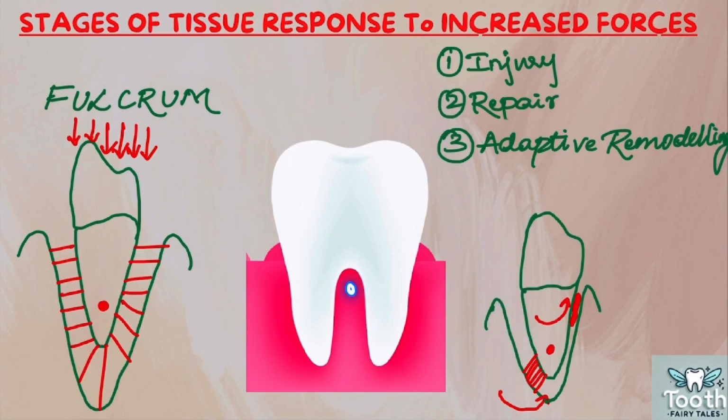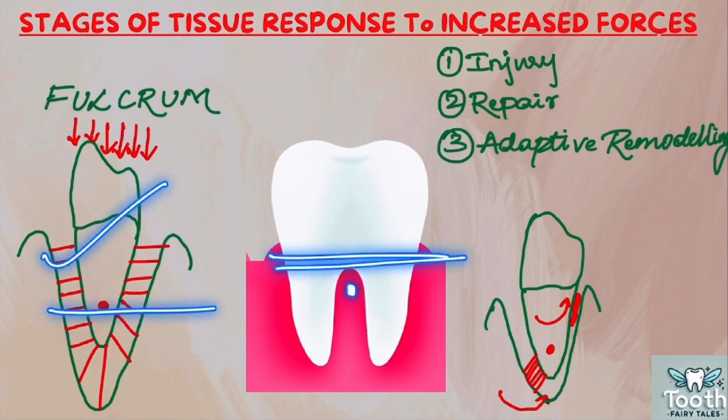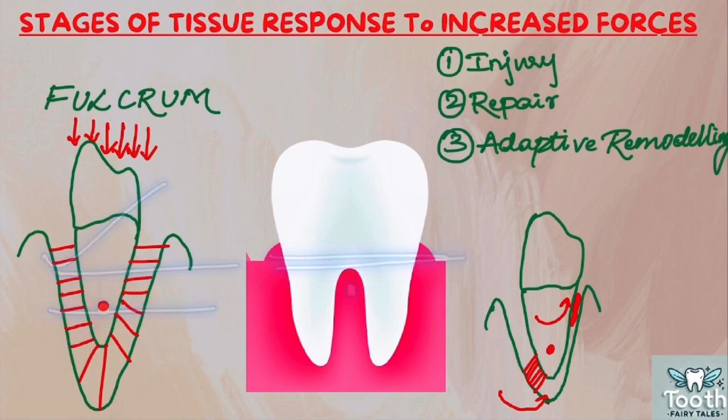So what is a fulcrum? It is a point or the area on the tooth around which the tooth is rotating when it is subjected to the excessive amount of occlusal forces. So usually the fulcrum is located in the interradicular area for multi-rooted teeth, and for single-rooted teeth, it is located at the junction of the middle and the apical third. So fulcrum is a point or an area which is present on the tooth where the tooth is exhibiting minimal amount of movement when it is subjected to the excessive occlusal forces.